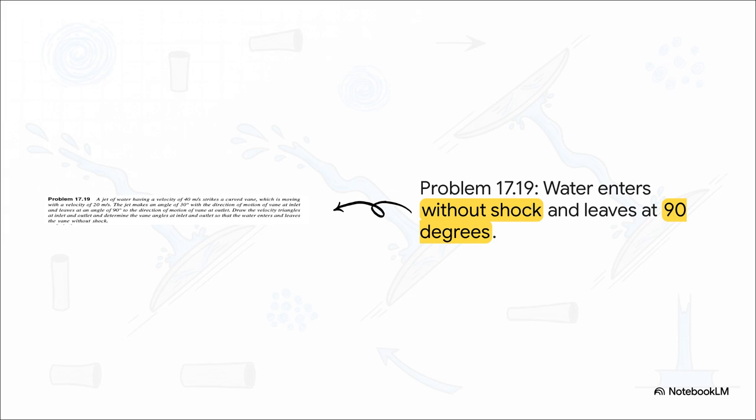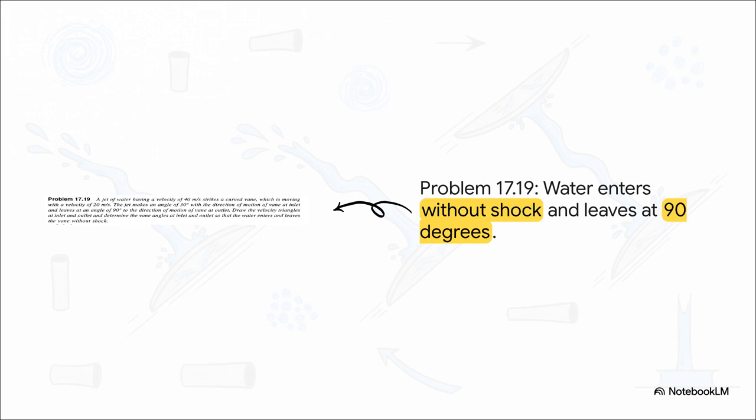Let's take a look at problem 17.19 and get our hands dirty. We're given an absolute water velocity of 40 meters per second, and it's striking a vane that's already moving at 20 meters per second. We're also told we need the water to enter without shock. Now, this is a massive engineering requirement. If water enters with shock, it literally crashes into the blade, creating tons of turbulence and losing a huge amount of energy.